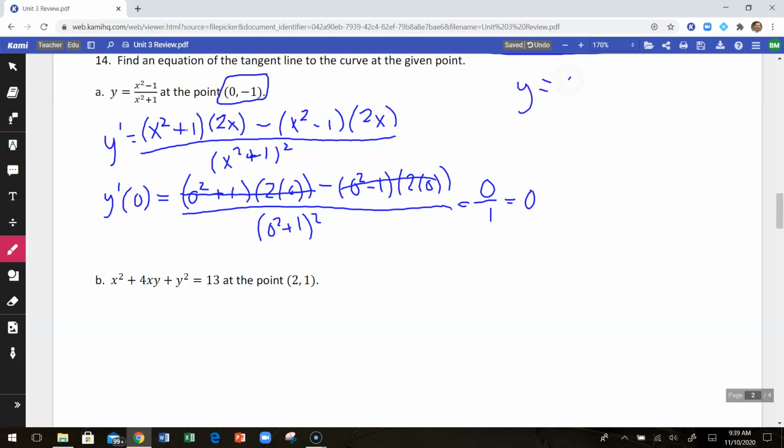So if you want to think about this, y equals mx plus b, and your slope being 0, and then essentially you'd plug in 0 for x and -1 for y, which is going to tell you that b is -1. So if b is -1, could you say 0x plus -1? Sure, but I'm just going to say y equals -1. Okay, so we're actually going to have a horizontal tangent to that curve at that point. It's going to be a horizontal line, y equals -1.